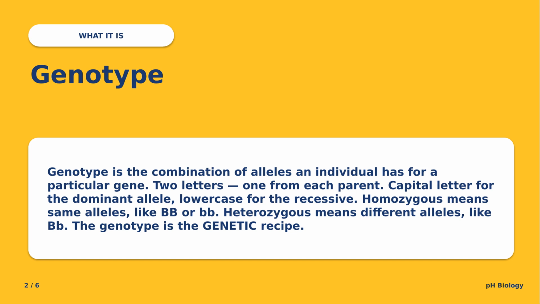Genotype is the combination of alleles an individual has for a particular gene. Two letters, one from each parent. Capital letter for the dominant allele, lowercase for the recessive. Homozygous means same alleles, like capital B, capital B or lowercase b, lowercase b. Heterozygous means different alleles, like capital B, lowercase b. The genotype is the genetic recipe.